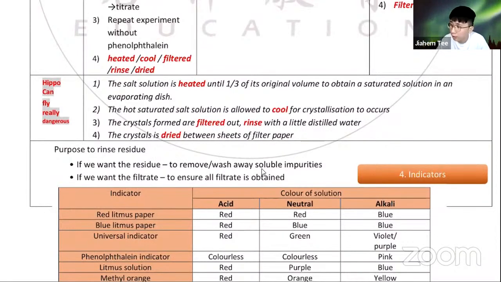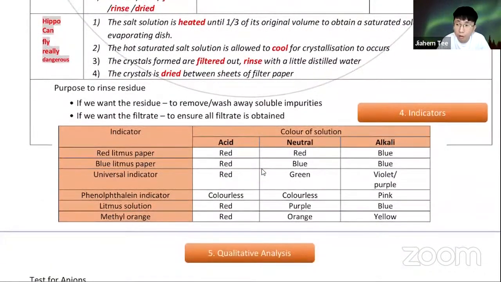And then moving down, you actually have to go on your indicators. So indicators here, you can see there are Litmus paper indicators, red litmus paper, blue litmus paper, universal indicator, phenolphthalein, litmus solution, methyl orange. So I hope you guys just spend a little bit of time to memorize it. Okay, so nothing much here. Just go on with these indicators.